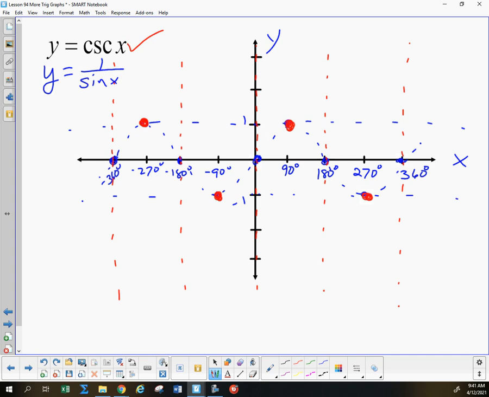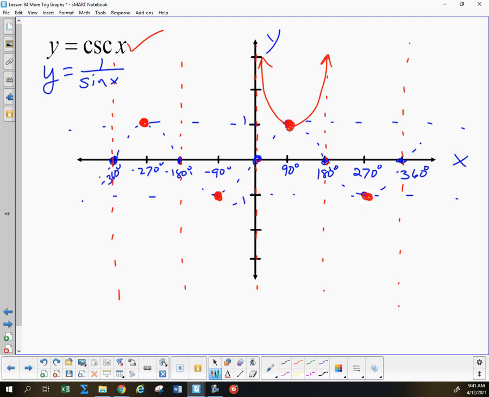Okay, if I am between 0 and 180 degrees, between these two asymptotes, starting on the positive side, is sine positive or negative between 0 and 180 degrees? It's positive. So 1 over that positive never comes down here and gets negative, right? So towards this asymptote, it has to stay positive and shoot up.